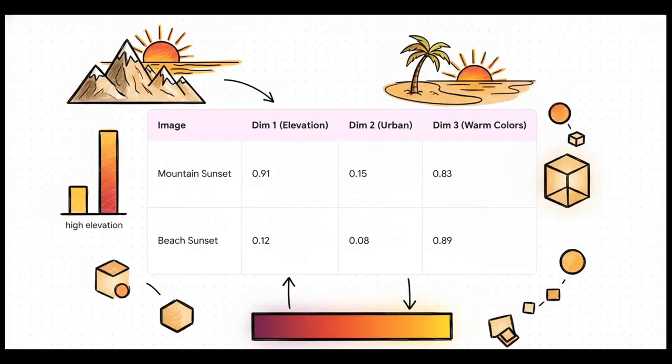For our mountain sunset photo, the dimension we're calling elevation might have a really high value, like 0.91. Makes sense, right? Now, for a beach sunset, that same dimension would be super low, maybe 0.12. But now, check out the warm colors dimension. They're both high, 0.83 and 0.89. Why? Because they're both sunsets. The numbers themselves capture these features, and because their values are close, a computer can finally understand that these two very different pictures are actually related.